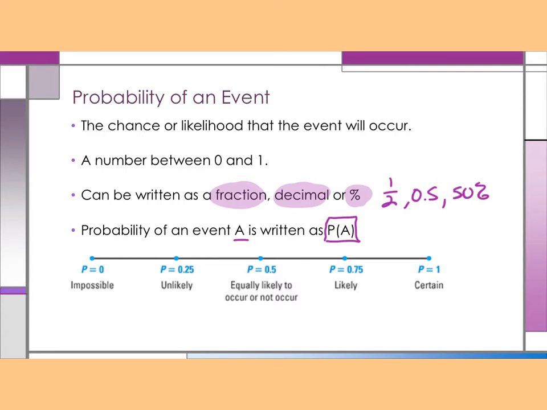Again, the closer to 0 it is, the harder it is for that to happen. The closer it is to 1, the more likely it is to happen. Questions so far?